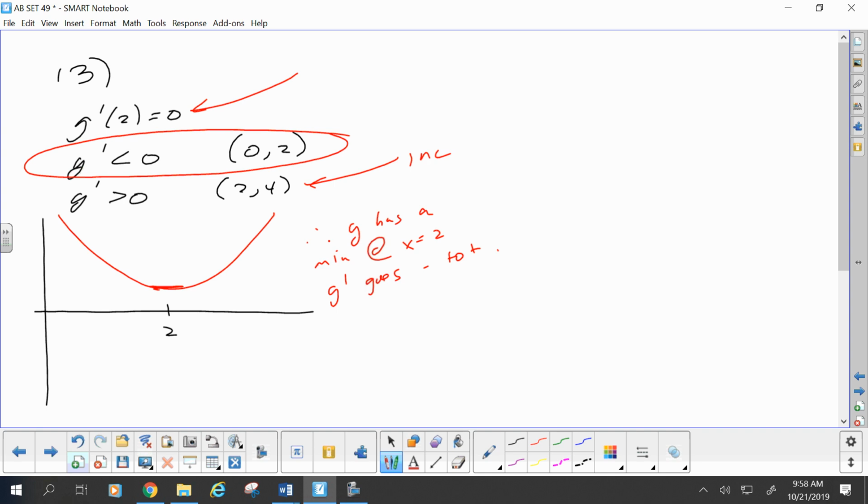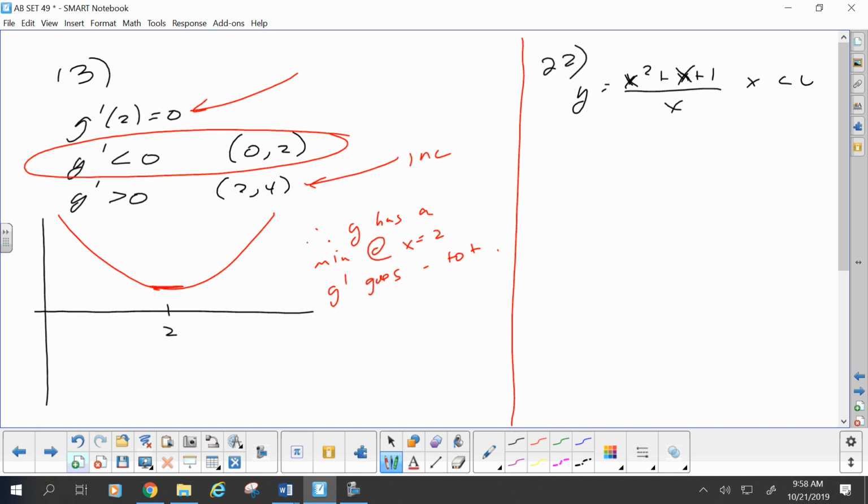22 is a good one. It would help if you knew the graph for this, but you don't, so we'll go without it. But the function is x squared plus x plus 1 over x, for x less than 0 only.